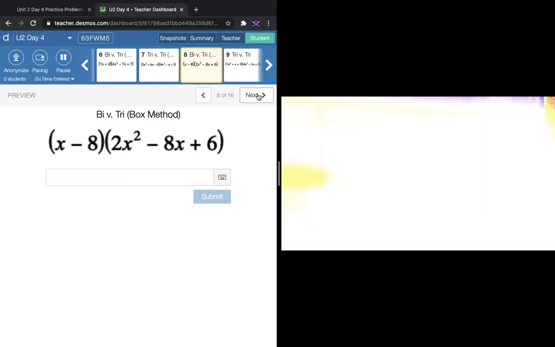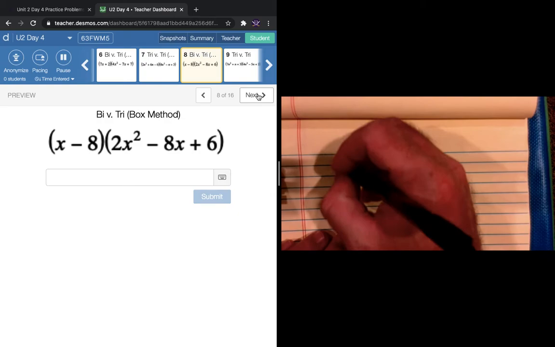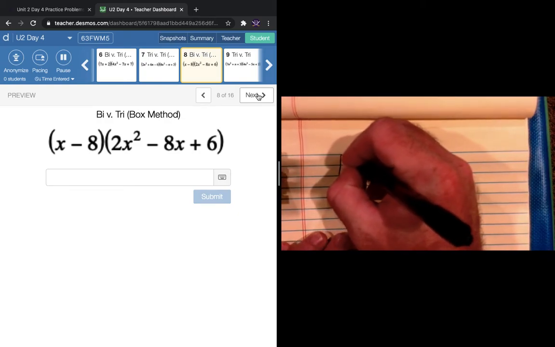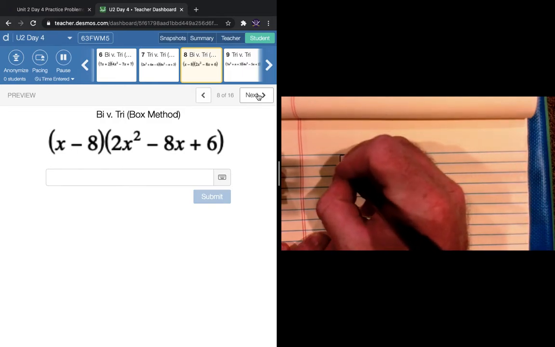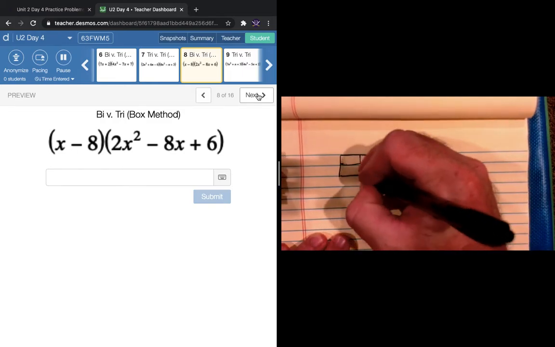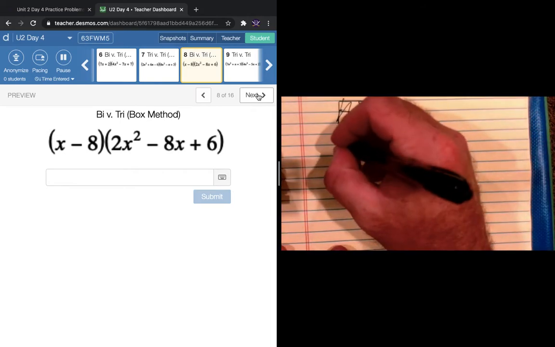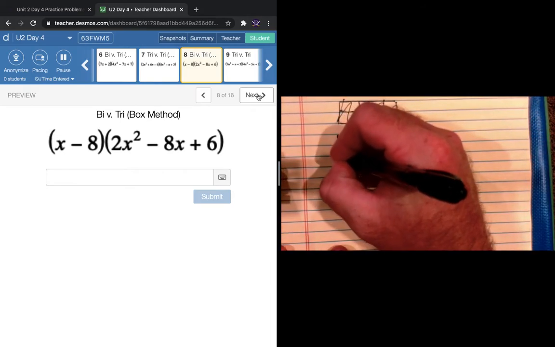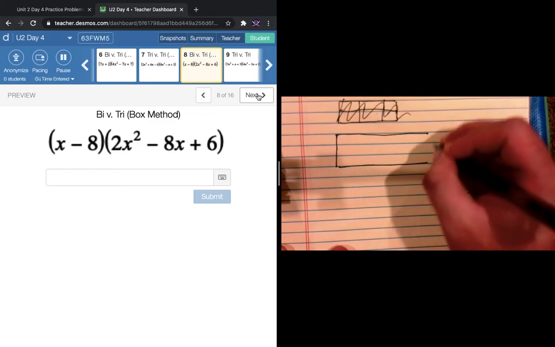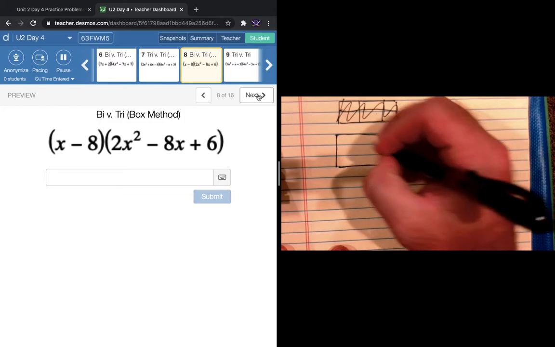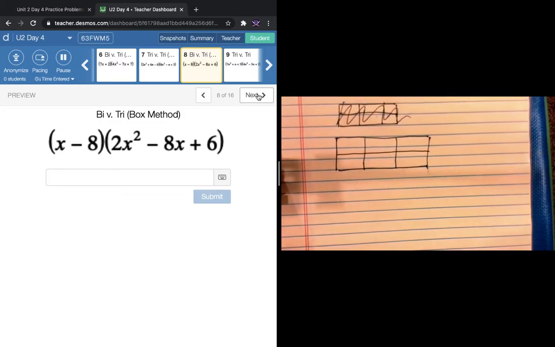I'm also going to teach you the box method with this one as well. Okay, so we're going to make a box with 2 rows and 3 columns. Just like that, it's too small. Let's get a little bit bigger box, shall we? Okay, so there we go.